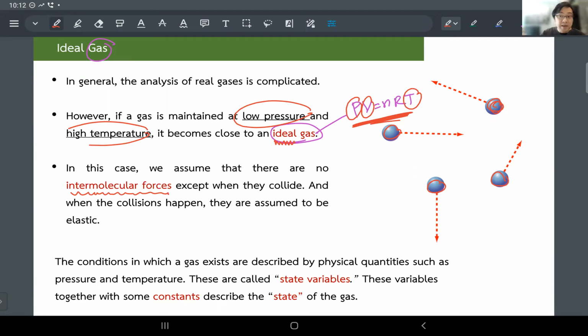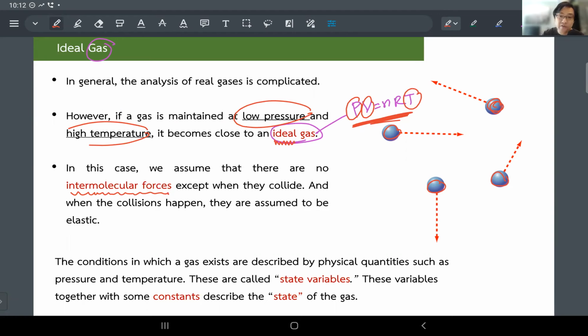And I mean, you still allow them to collide with each other. That's no big deal. The collision happens. That's fine. However, we assume that the collision will be perfectly elastic. So that means there will be no loss of energy or anything during the collisions. All right, and that's it. So that's the ideal gas that we want.